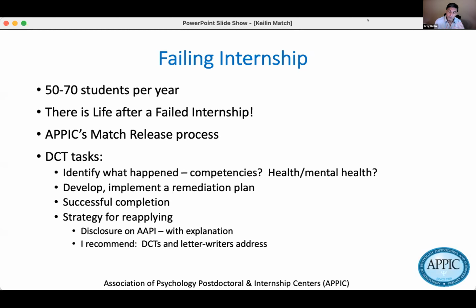First of all, if a student does want to leave an internship or is going to get terminated from an internship, APPIC has a match release process that we require. And the match policies state that you have to get APPIC's approval. This is because we want to make sure that the student's rights are protected. We want to make sure that the internship program communicated with you and involved you as DCT, and we just want to make sure everything went correctly. So it's important to know about that. If a student of yours is facing this, make sure you get us involved.